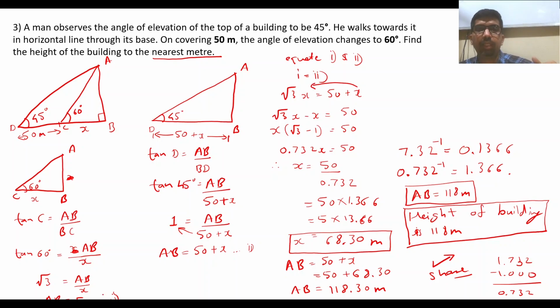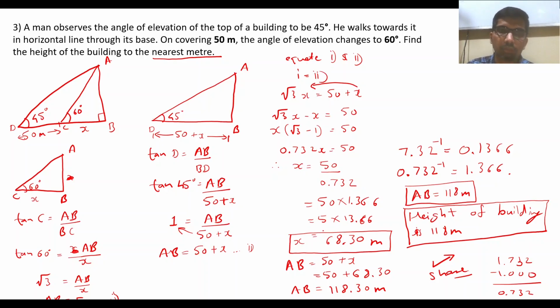Now both sides AB are the same. Equate the AB, equate this term and this term. Bring the variables to the left hand side. Root 3 minus 1: 1.732 minus 1 is 0.732, equals 50. Now take the reciprocal. I have taught you the reciprocal technique twice, and done each sum twice, so you should know the reciprocal now. So 50 into 1.366. Remove the 0. Shift the decimal one place towards the right. So x will be 68.3.